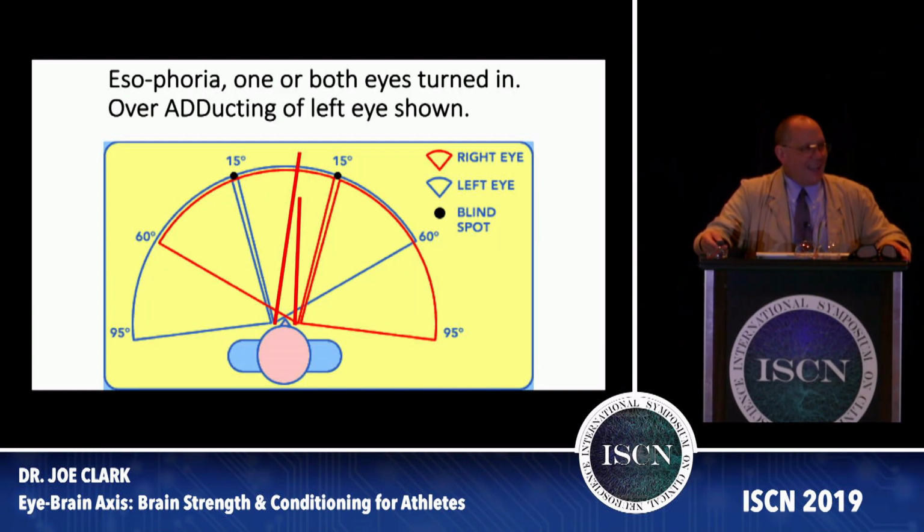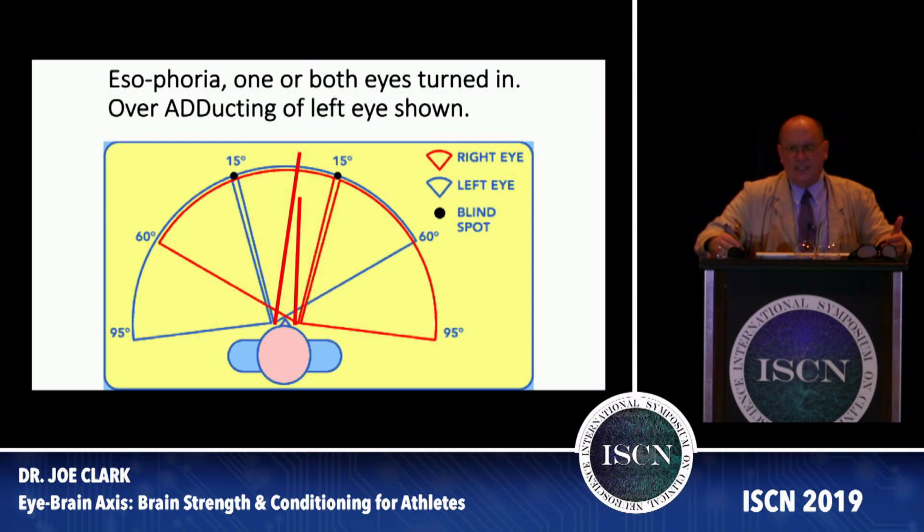Over-converging is over-adducting. So this would be, say, a left eye esophoria type of thing where the left eye is turned in a little bit. Often because of the phones, both eyes are over-converging or turned in. And that person's going to be losing depth perception.